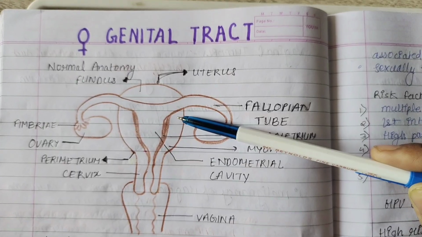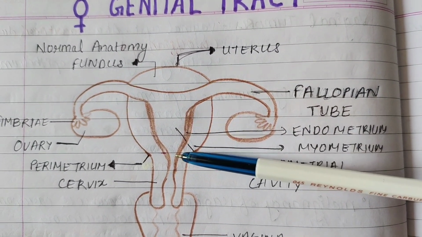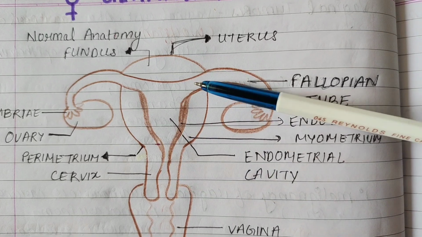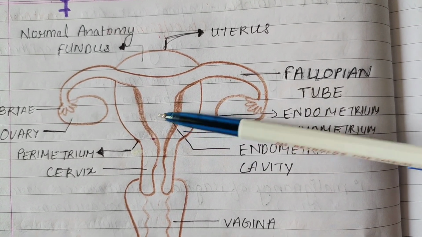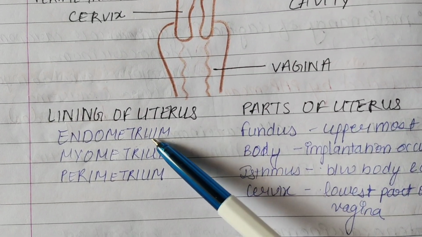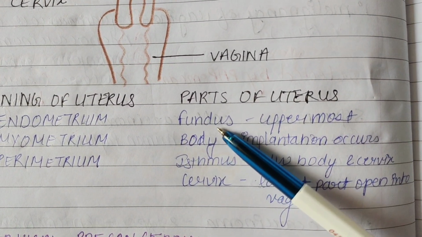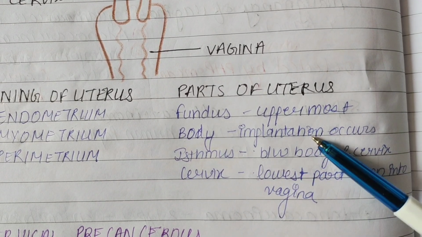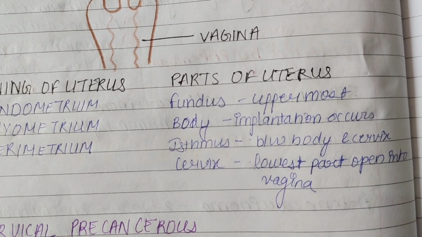Uterus is divided into four parts, that is fundus, body, isthmus and cervix, and has three linings: endometrium, myometrium, perimetrium, and an endometrial cavity. The parts of the uterus are the fundus, the uppermost part; the body, where implantation occurs; the isthmus, between body and cervix; and the cervix, the lowest part, which opens into the vagina.